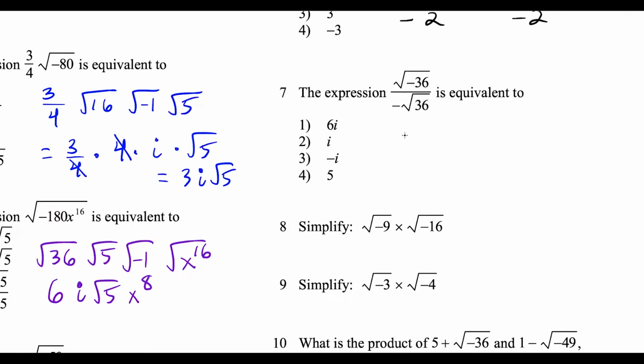Question 7, we could just rewrite the top here. The square root of -36, we're just going to say is 6i.